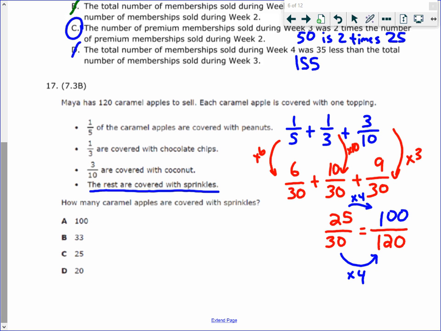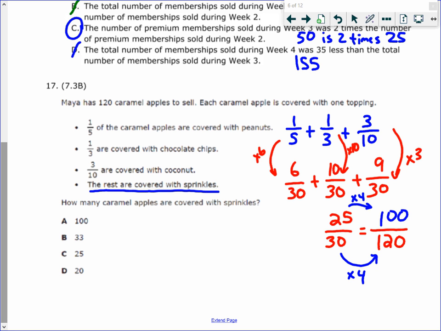So this is just one way to do it. You could do each one individually. So you could do 1/5 of 120, 1/3 of 120, 3/10 of 120. That might actually be faster. Just depends on your level at adding fractions. But this is just one of many ways to do it.